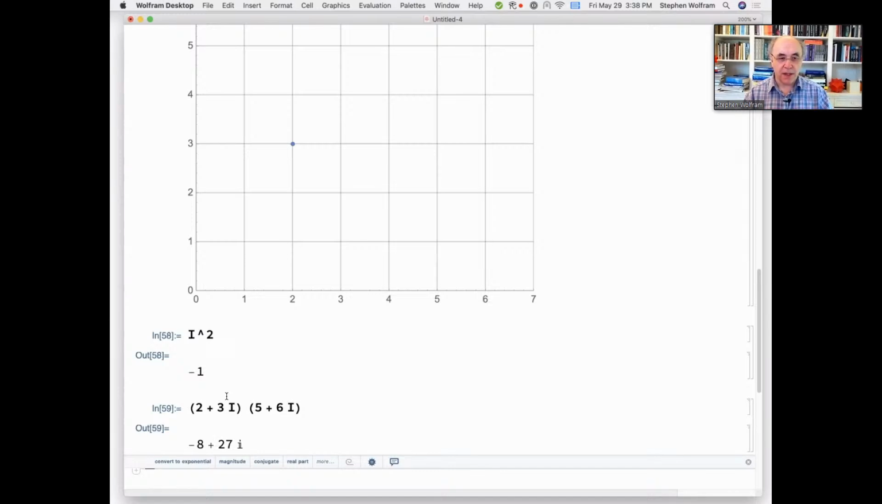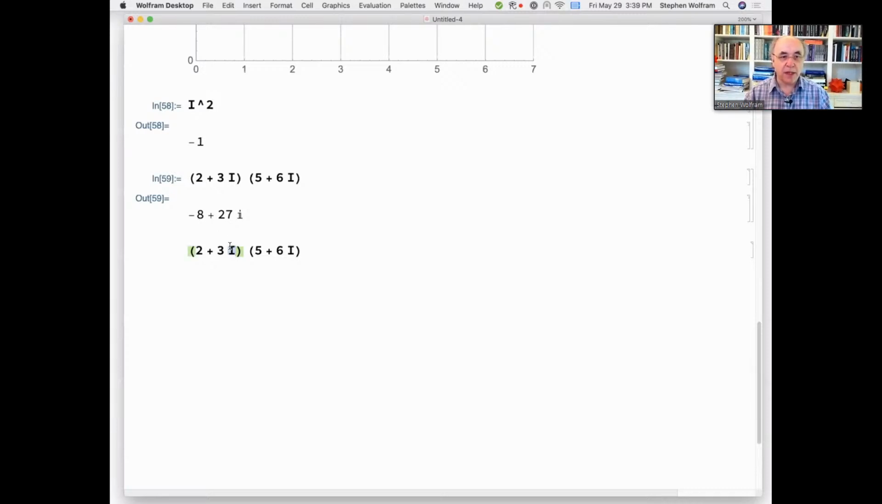And then there are the cross terms. If we were just to put x in there instead of i, we'd see this is what we get. We say expand that out, and we get this. The only thing that's different here is that x squared we know is equal to -1, so we can replace that x squared by -1. The x is just i here.